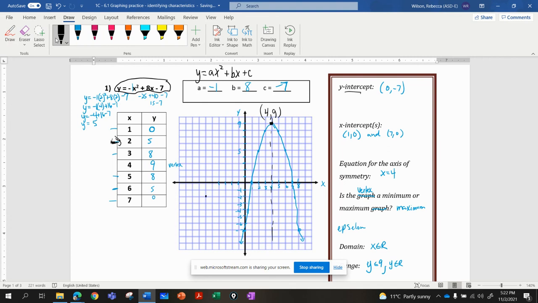Again, if we had a quadratic that was opening up, I'll try and pick a nice point here. Let's say this was our quadratic. My vertex would be at negative 1, 2, 3, 4, 5, 6. Negative 6, comma, negative 2. X is always first. So my vertex here would be at negative 6, comma, negative 2. If that was the case, my range, now that's the lowest value, right? So your range would just be y is greater than or equal to negative 2, comma, y epsilon R. And then this would be a minimum, right?